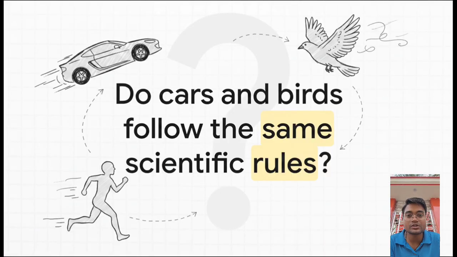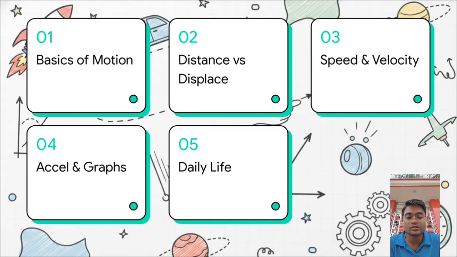Okay, let's dive right into this. Whether it's a sports car zooming down a highway, your friend sprinting across a field, or a bird soaring through the sky, literally every single one of these actions is governed by the exact same principles of motion. It doesn't matter if we're talking about everyday life on the ground or the skies above, physics applies universally to all movement. No exceptions. Here's our roadmap for today's explainer.